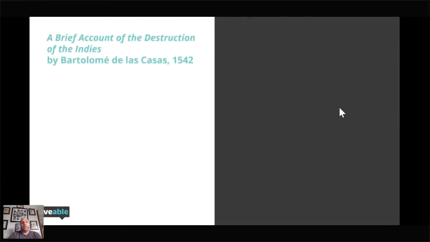So here we've got A Brief Account of the Destruction of the Indies by Bartolomé de las Casas. This should be good not just for Euro. You would see this in WAP as well as APUSH, because this is a very big thing in all three classes due to the exploration topic. Again, we're looking at this just at the source here. What's the time frame? 1542.